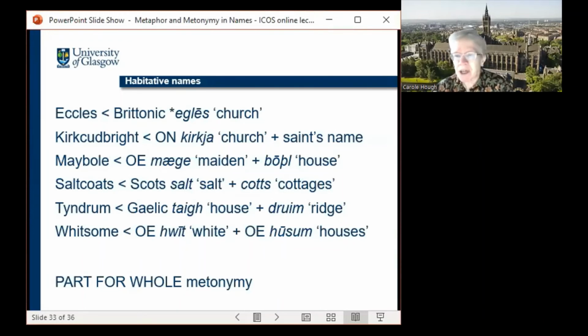Words for church and other prominent buildings are common, but so too are words for small, apparently insignificant buildings like houses and cottages. It's sometimes difficult to know why these would have been chosen as the characterizing feature of the settlement, but they must have had some particular salience for people at the time. Thus, Salkets refers to the buildings used in the salt making industry. Again, this appears to be a conventional metonymy in place name formation, part for whole.